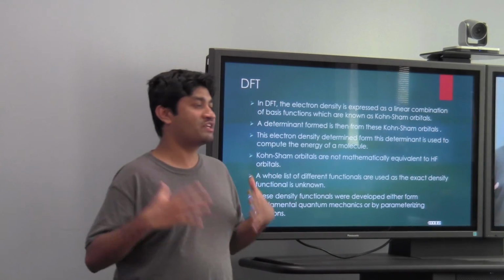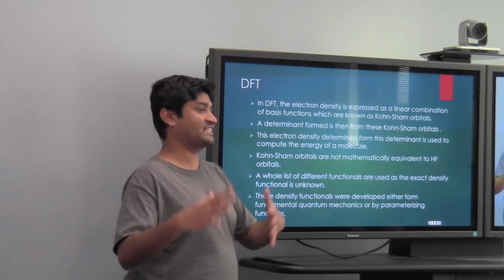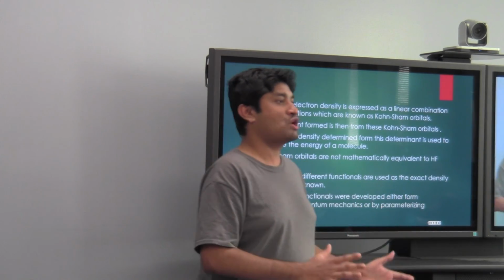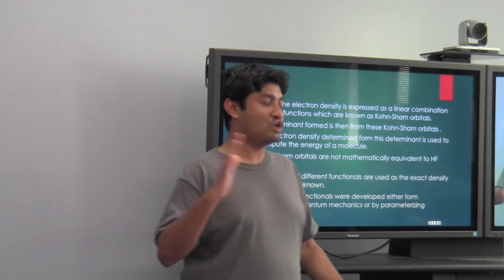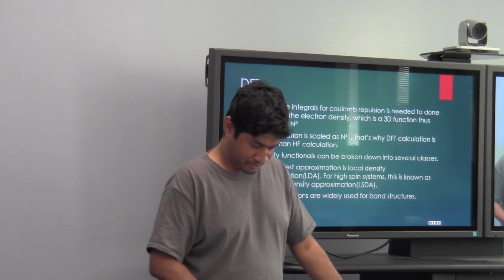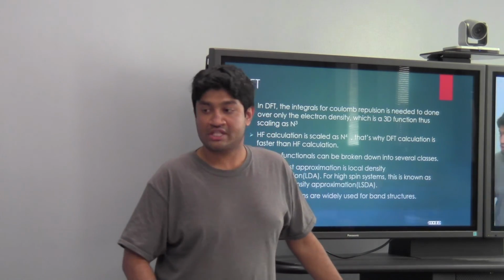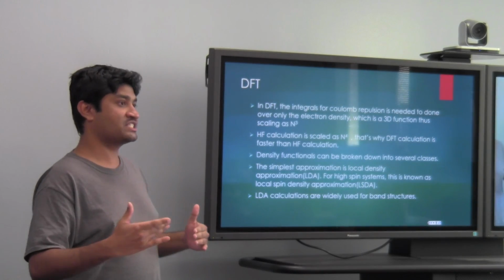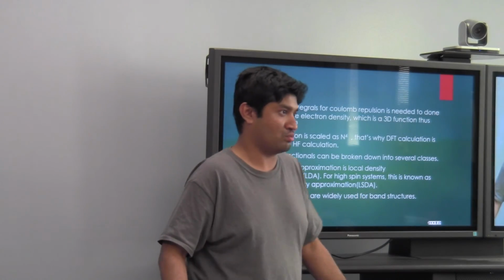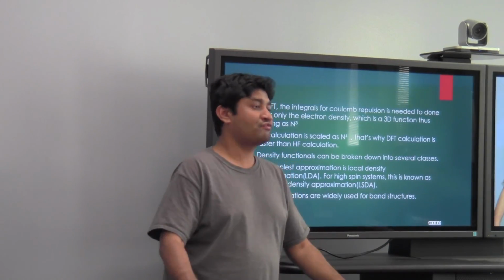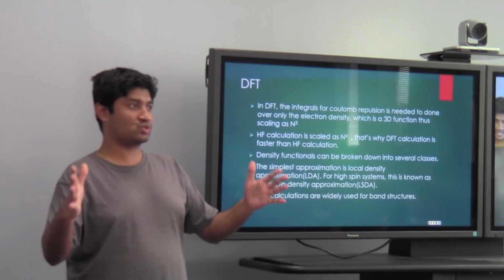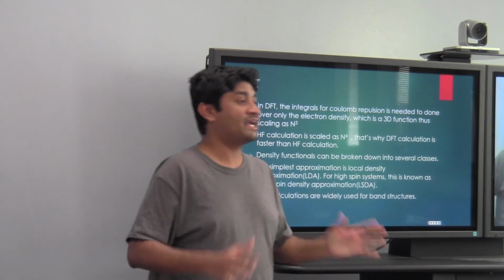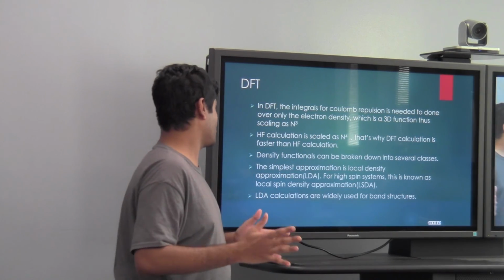A whole list of density functionals are used as the exact density functional is unknown, and these functionals are developed either from quantum mechanics or by parameterizing functions. In density functional theory, the integrals for the Coulomb function need to be done over the electron density, which scales as n cubed. In the case of Hartree-Fock, this scales as n^4.